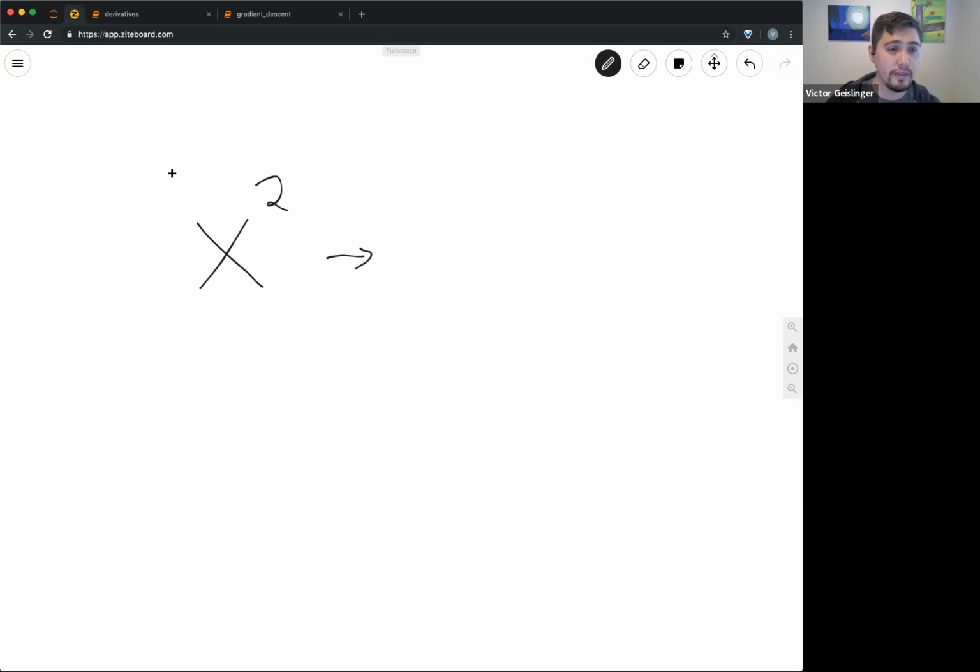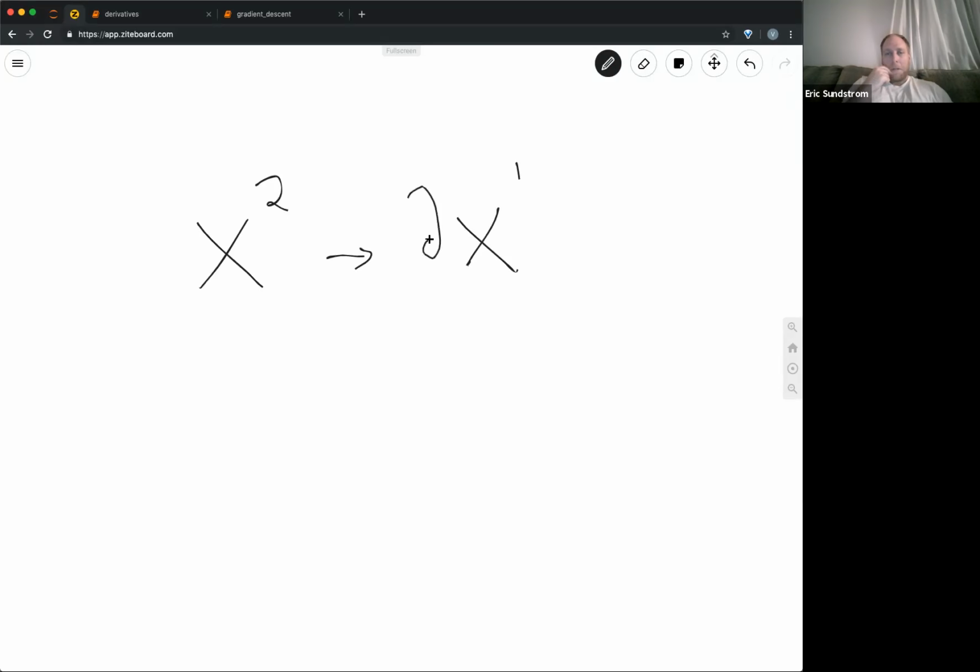What if I took the derivative with respect to x of this, what would this derivative be? Does anyone know? X to the 1. So x to the 1, and then there's actually a factor in front of it too. Oh, 2, yeah. Okay, cool. So that's your derivative right here.